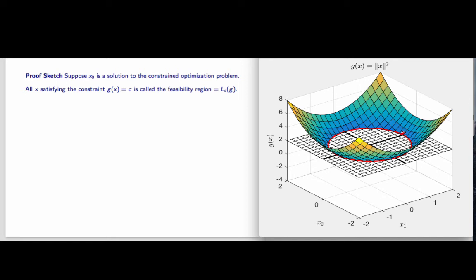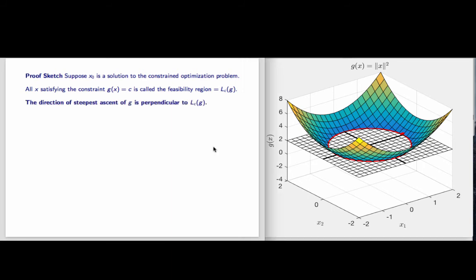And let's let this dot here that just popped up be our x naught. Okay, we're going to predict the future a bit and say that that is the maximum of my objective function f on the feasibility region. So the direction of steepest ascent of g is perpendicular to the level set. And recall that the direction of steepest ascent is given by the direction of the gradient. So I'm saying that the gradient of g is perpendicular to the level set.